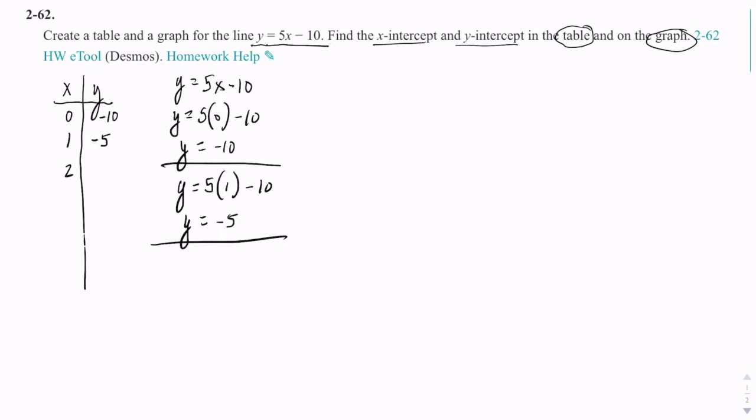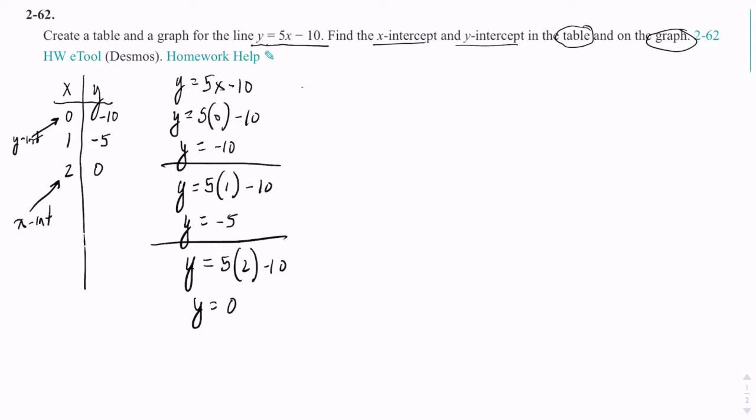Now let's put a 2 in for x, right? 5 times 2 minus 10. So that's 5 times 2 is 10, minus 10 is 0, right? So we've already found the x-intercept and y-intercept. So when x equals 0, right here, that's the line for the y-intercept. And when y equals 0, that's the x-intercept.